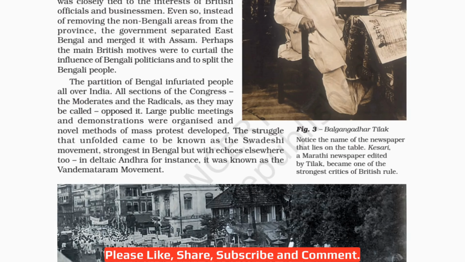The struggle that unfolded came to be known as the Swadeshi movement, strongest in Bengal but with echoes elsewhere too. In Andhra, for instance, it was known as the Vande Mataram movement. Now the same movement was known as Vande Mataram movement in Andhra, okay, and in Bengal it was known as Swadeshi movement. And this was happening all over India, not just in one place, okay.